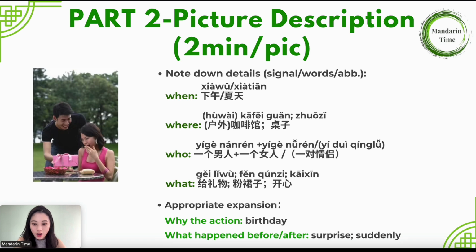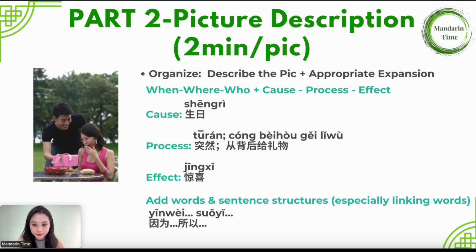Now let's organize all the details just mentioned into the following structure. We finished the first three. Now let's organize the last three. For cause, the couple met for her birthday, 生日. And for the process, the man suddenly, 突然, gave the gift from his back, 从背后给礼物. Then what about the effect? It came out to be a surprise, 惊喜.